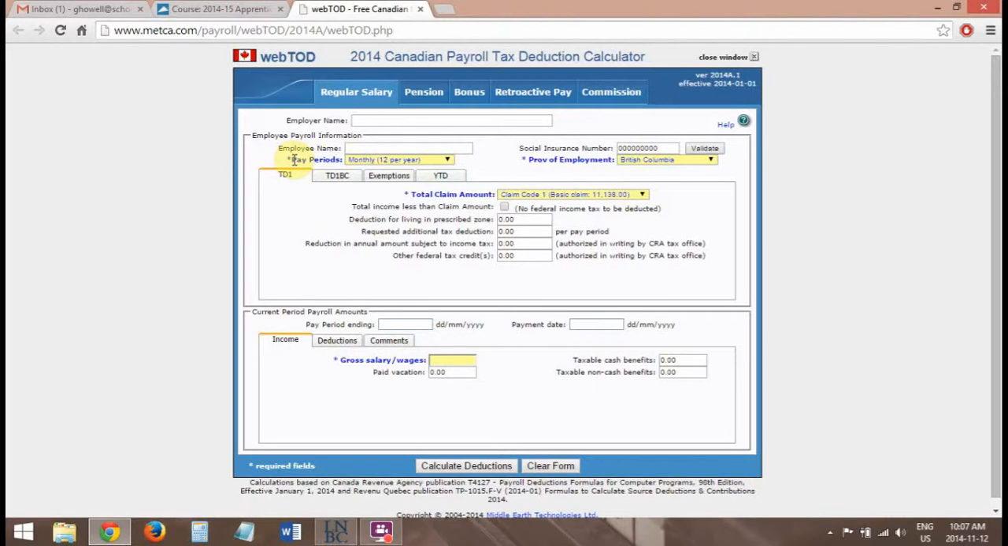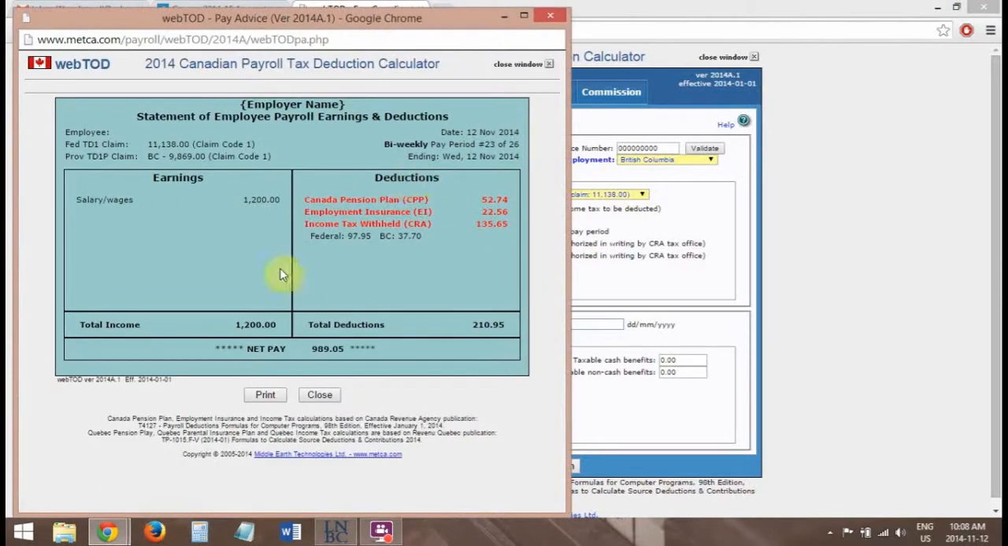So everything is kind of listed there. So let's look at this. Say for bi-weekly, say you get paid $1,200 every 2 weeks. You're in British Columbia, you use claim code 1, bi-weekly, 26 weeks per year. Our gross pay is $1,200, and I click on calculate deductions, and it brings up this window here.